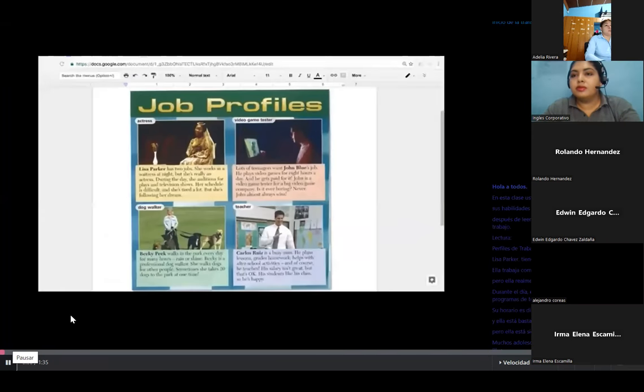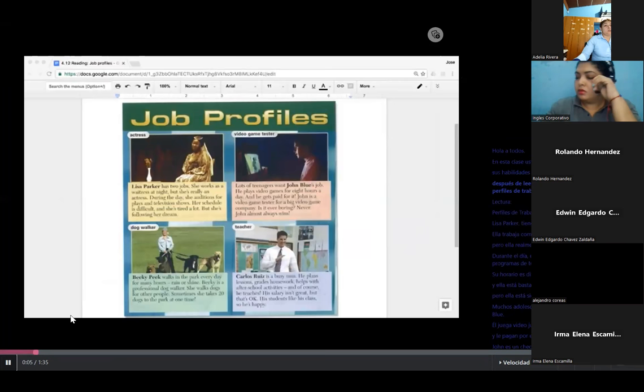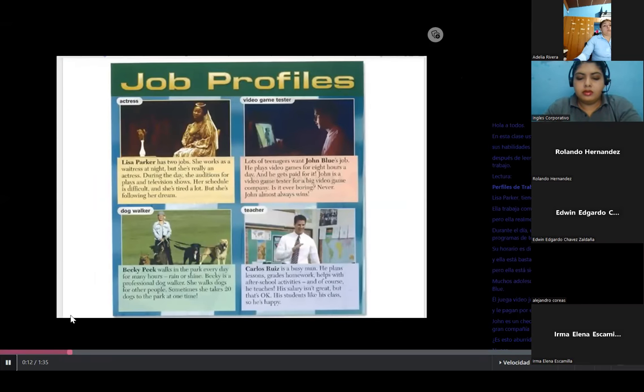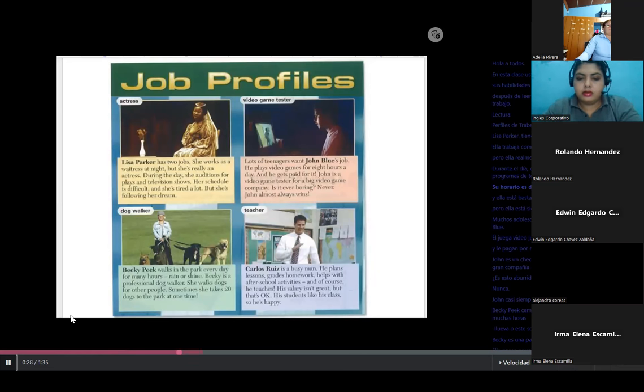Hi, everyone. In this class, you'll develop prediction and inferencing skills after reading and discussing an article on job profiles. Reading. Job profiles. Lisa Parker has two jobs. She works as a waitress at night, but she's really an actress. During the day, she auditions for plays and television shows. Her schedule is difficult, and she's tired a lot. But she's following her dream.